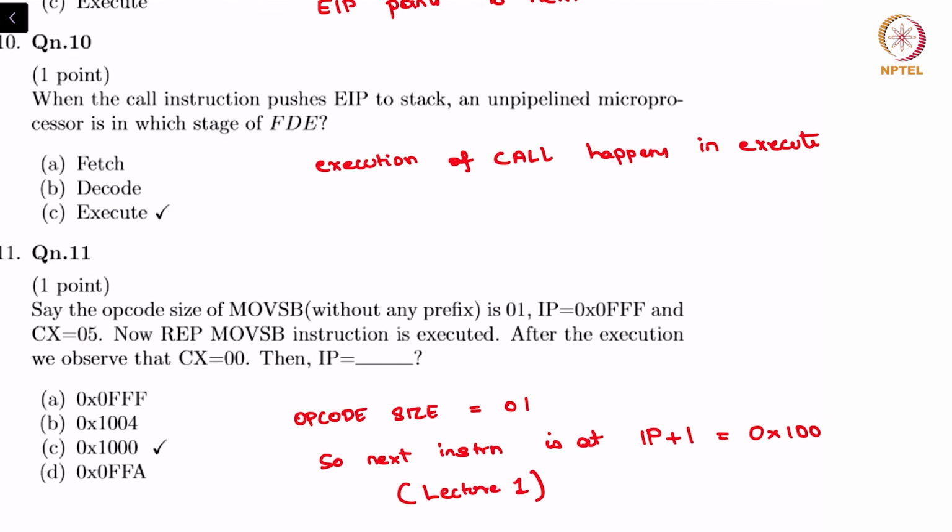Question number 10. When the call instruction pushes EIP to stack, the microprocessor is in which stage of FDE? Right, so execution of any instruction happens only in the execute cycle, so it is in execute.